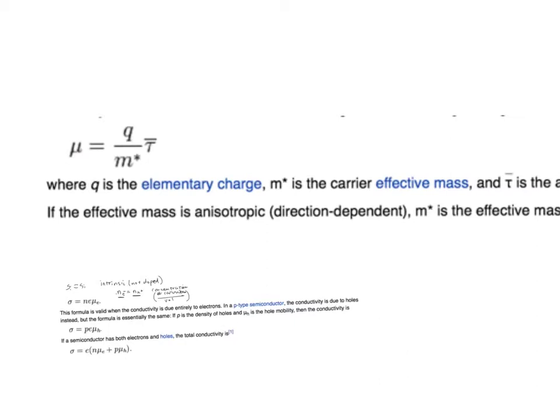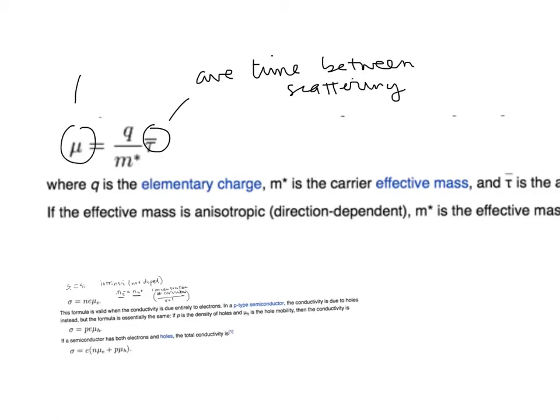I looked into it, and I am wrong. This is charge over the effective mass, and tau bar is the average time between scattering events. And this mu is actually called the drift mobility of the carrier.